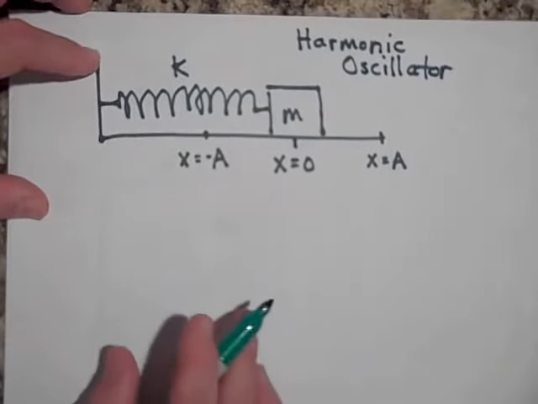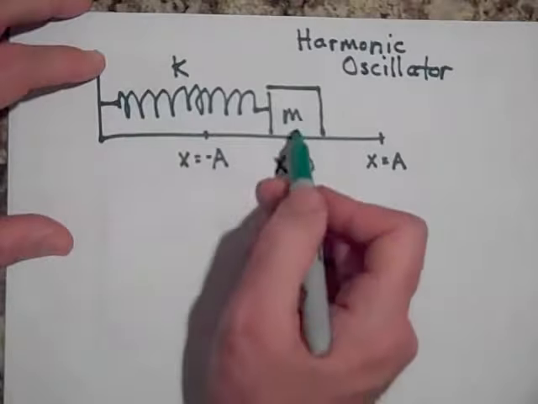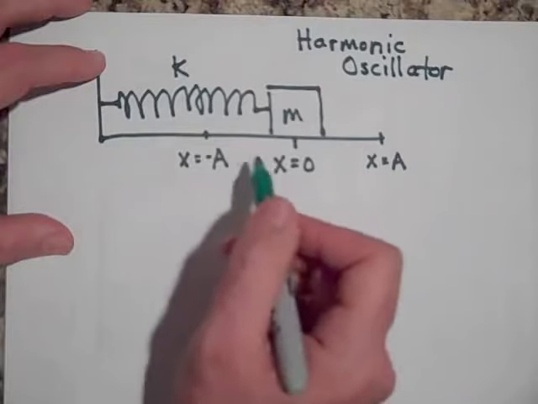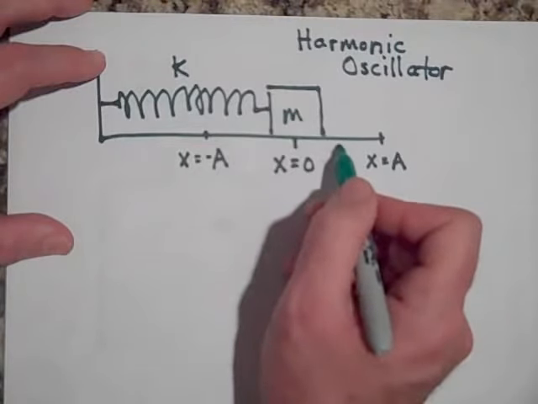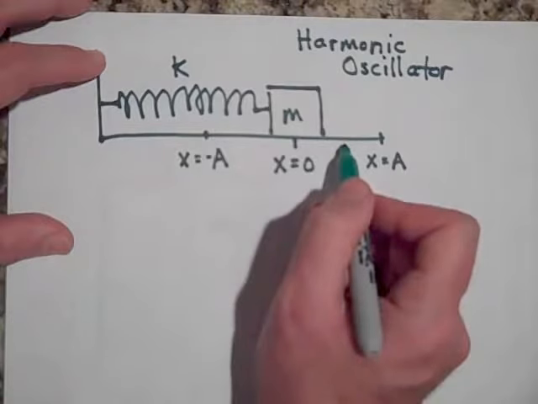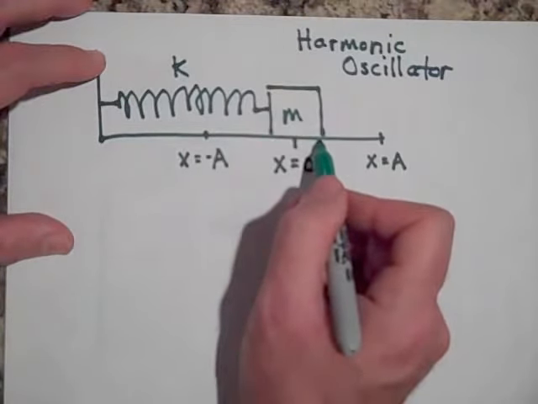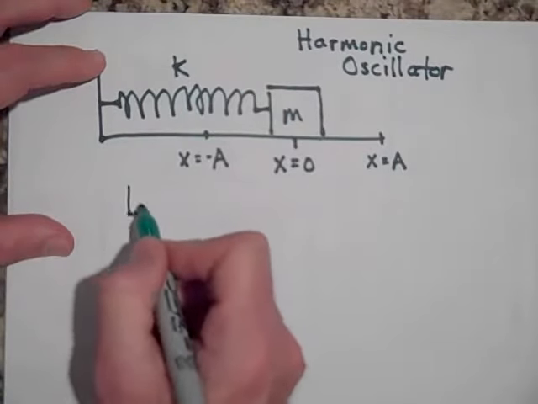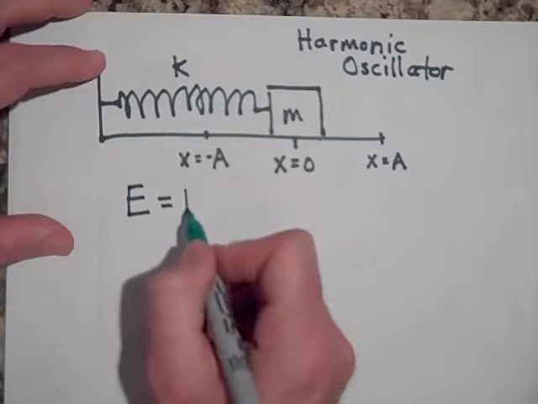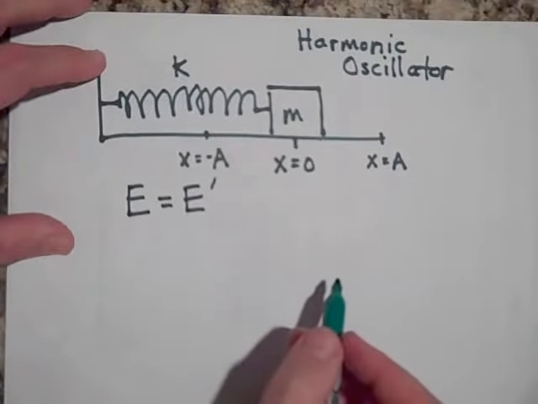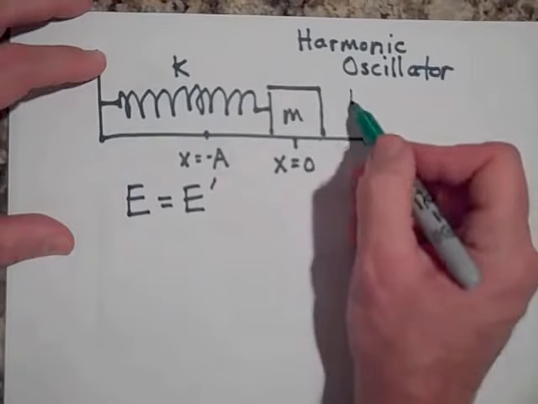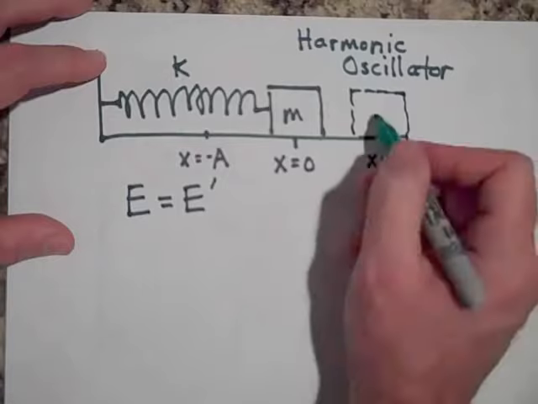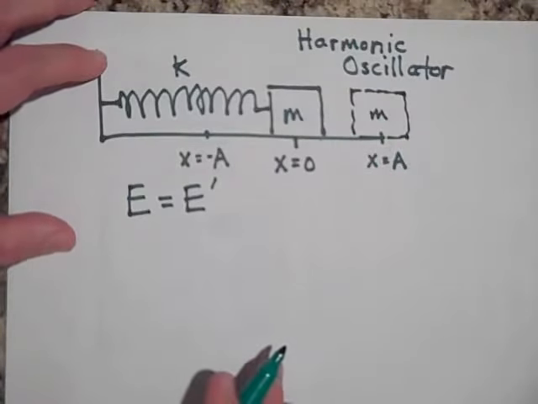And if we want to know where this object is going to be, how fast it's going to be going for any position. So like if I said, how about at A over 2, how fast will it be going? Or how about at A over 4, a quarter of the way, how fast will it be going? Well, sometimes the easiest way to do that is just to say E equals E prime. Now right when you pull it back, right here, let's call this E. It's got no velocity, it's just got all the energy stored in the spring.